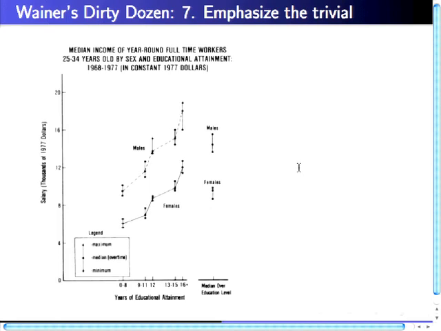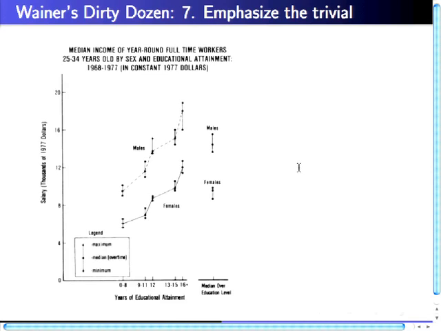And I'm going to have just two lines, one for males and one for females. So here's something you did not see in the previous plot. You see that there's a gap that's roughly the same size between males and females at every level of education. You could not see that in the previous plot. So that's what he means by emphasize the trivial.